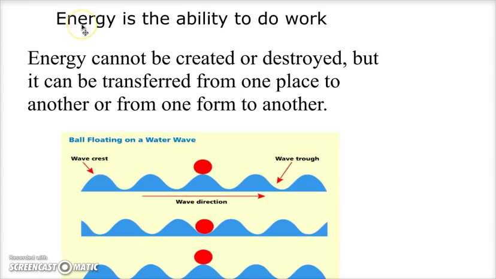Going back to the definition of energy, this is the ability to do work. Remember that energy cannot be created or destroyed, but it can be transferred from one place to another or from one form to another. So going back to this example of a ball that might sit in the ocean waves, the ocean waves have crests and troughs, but even though the wave motion is moving forward, the ball will typically stay in the same place. It'll just move up on the crest and down the troughs. This is because the energy is being transferred, but the water molecules are basically staying in the same place.